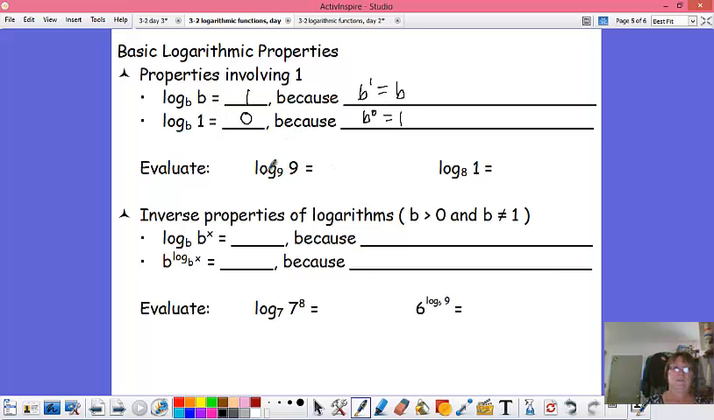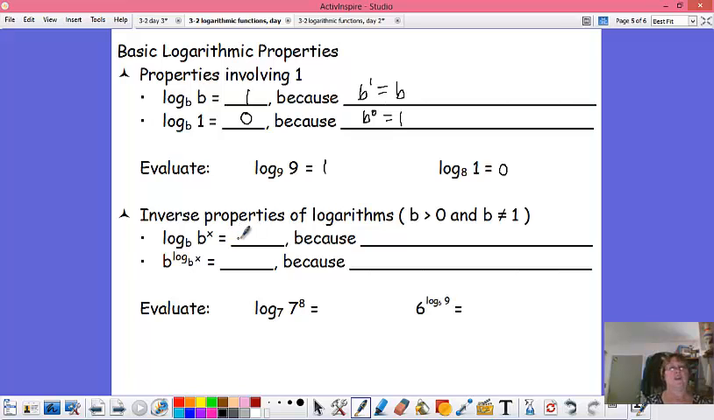The power, or log base 9 of 9, the power I raise 9 to get 9, y'all, that's 1. And the power I raise 8 to in order to get 1, well, that's just got to be 0, and that's just applying those two. Now we want to talk just a little bit about the inverse properties of logarithms, remembering that b has to be bigger than 0 and not equal to 1.